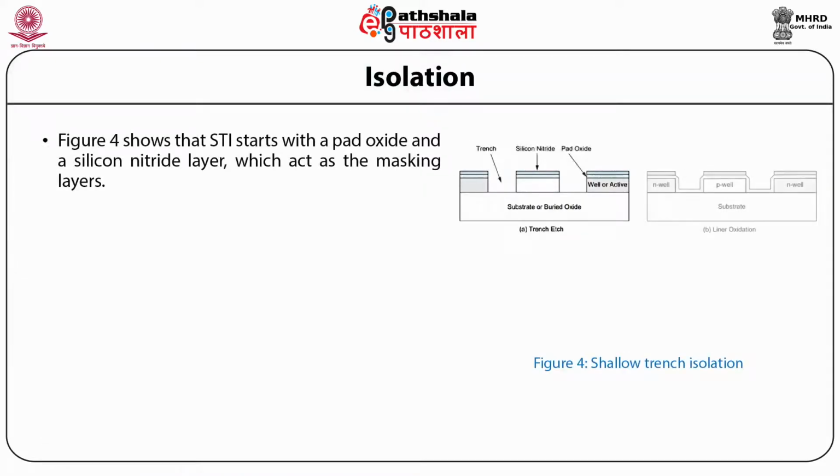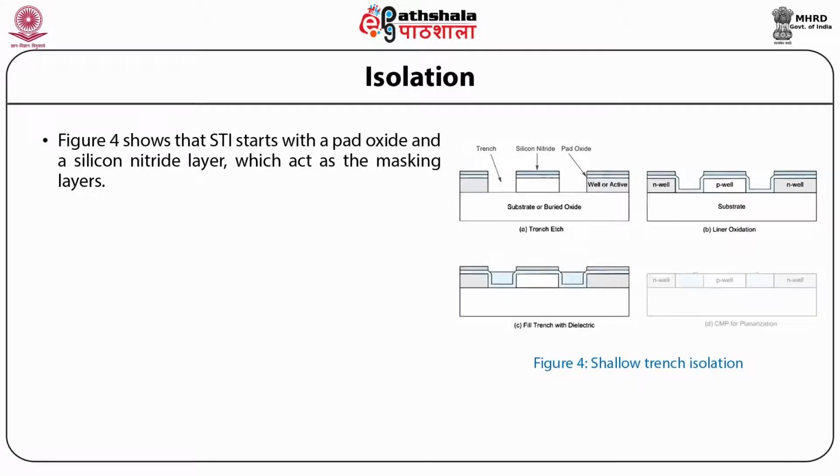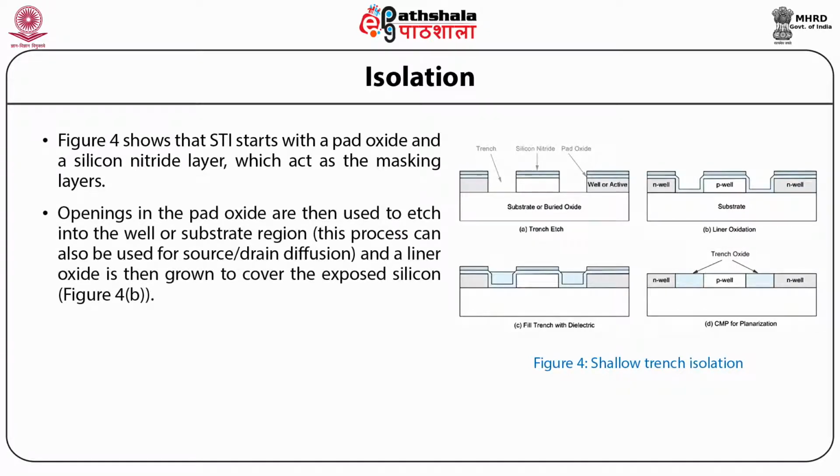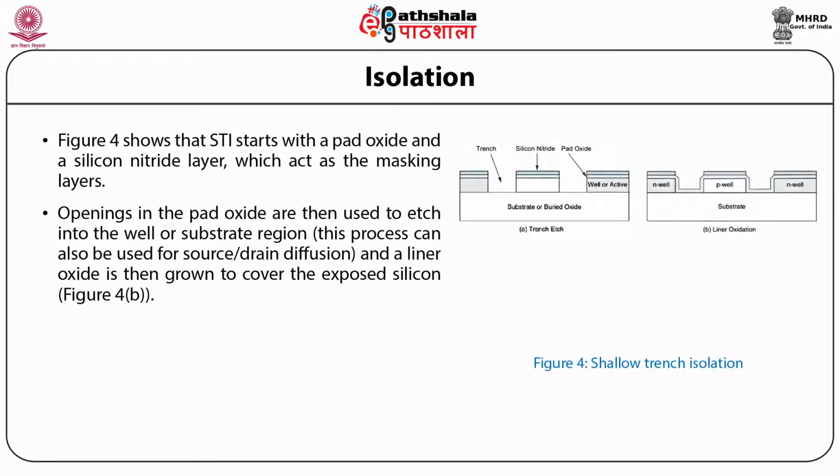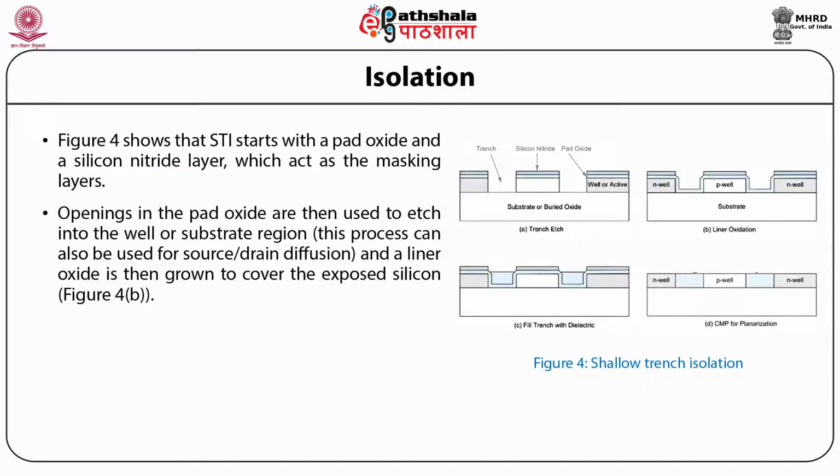This figure shows that the STI starts with a pad oxide and a silicon nitride layer acting as the masking layers. Openings in the pad oxide are then used to etch into the well or substrate region. This process can also be used for source drain diffusion, and a liner oxide is then grown to cover the exposed silicon as shown in figure B.